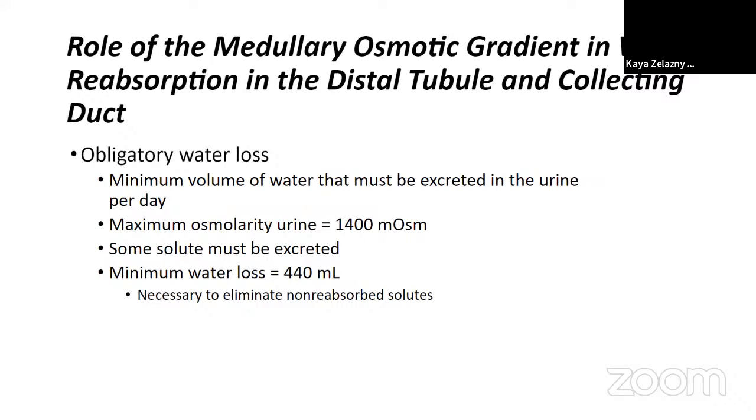So for us, it's 1400 milliosmoles. Make sure that we can excrete some solute so that we don't have it just building up and building up and building up. The minimum water loss that corresponds to that maximum osmolarity, and that minimum water that has to be excreted, is about 440 milliliters per day. So that's the necessary amount that's going to allow you to eliminate all the solutes you're not reabsorbing, but that you are producing by metabolism, for example. So things that we have to excrete in order to keep our body functioning appropriately.